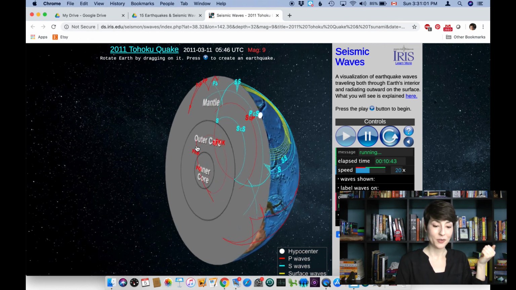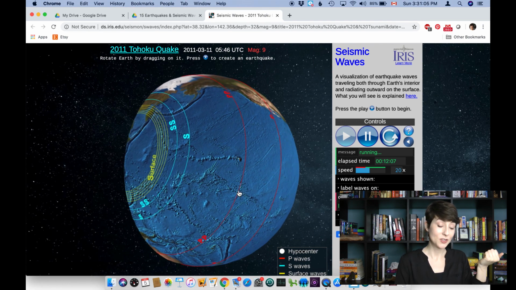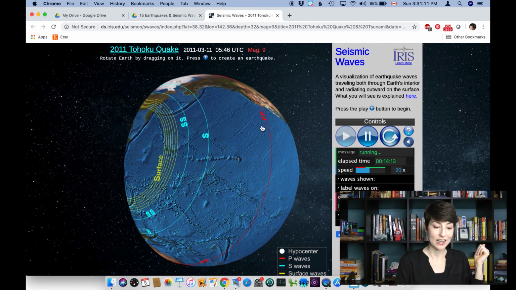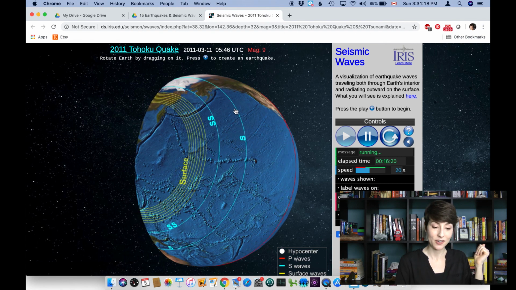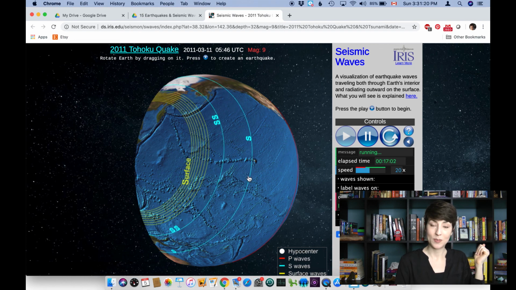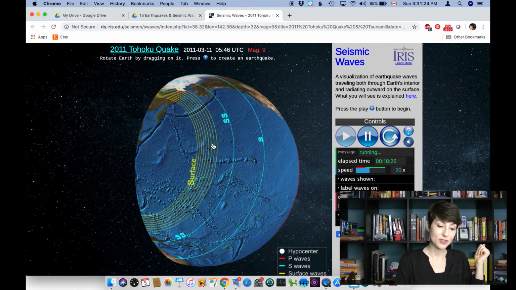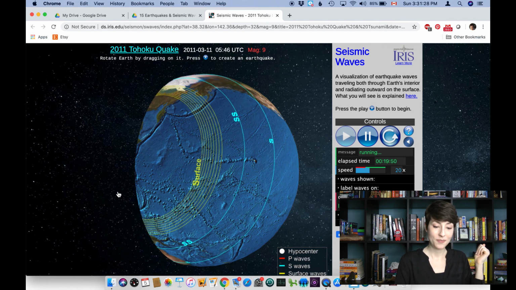Now, if I spin the Earth around, we can only see the surface waves when we look at the surface of the Earth. Here's our P wave front making its way across the surface of the Earth, ready to be detected by seismic recording stations. Here are our secondary waves traveling across the surface of the Earth, going a little bit slower than our P waves. And here are surface waves, causing the most destruction and traveling the slowest across the surface of the Earth.